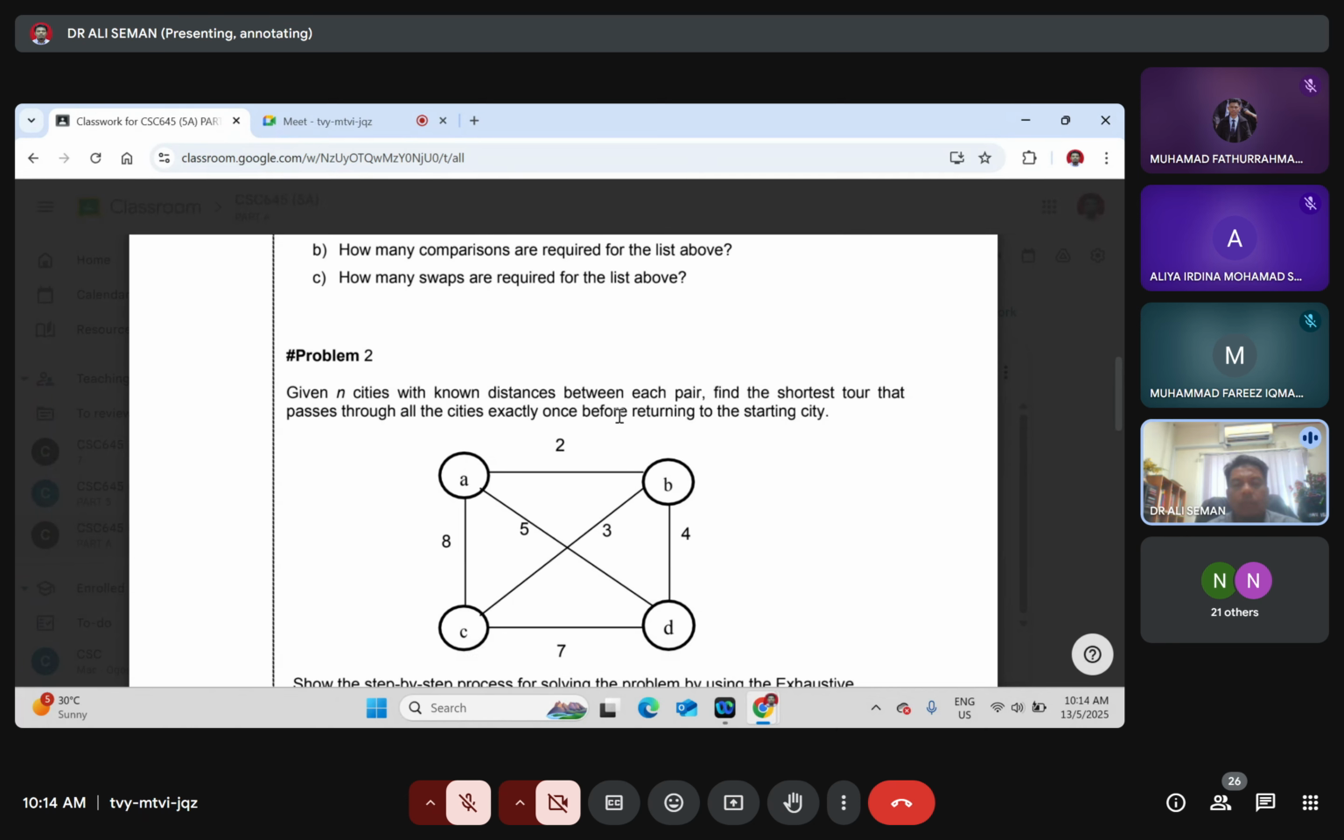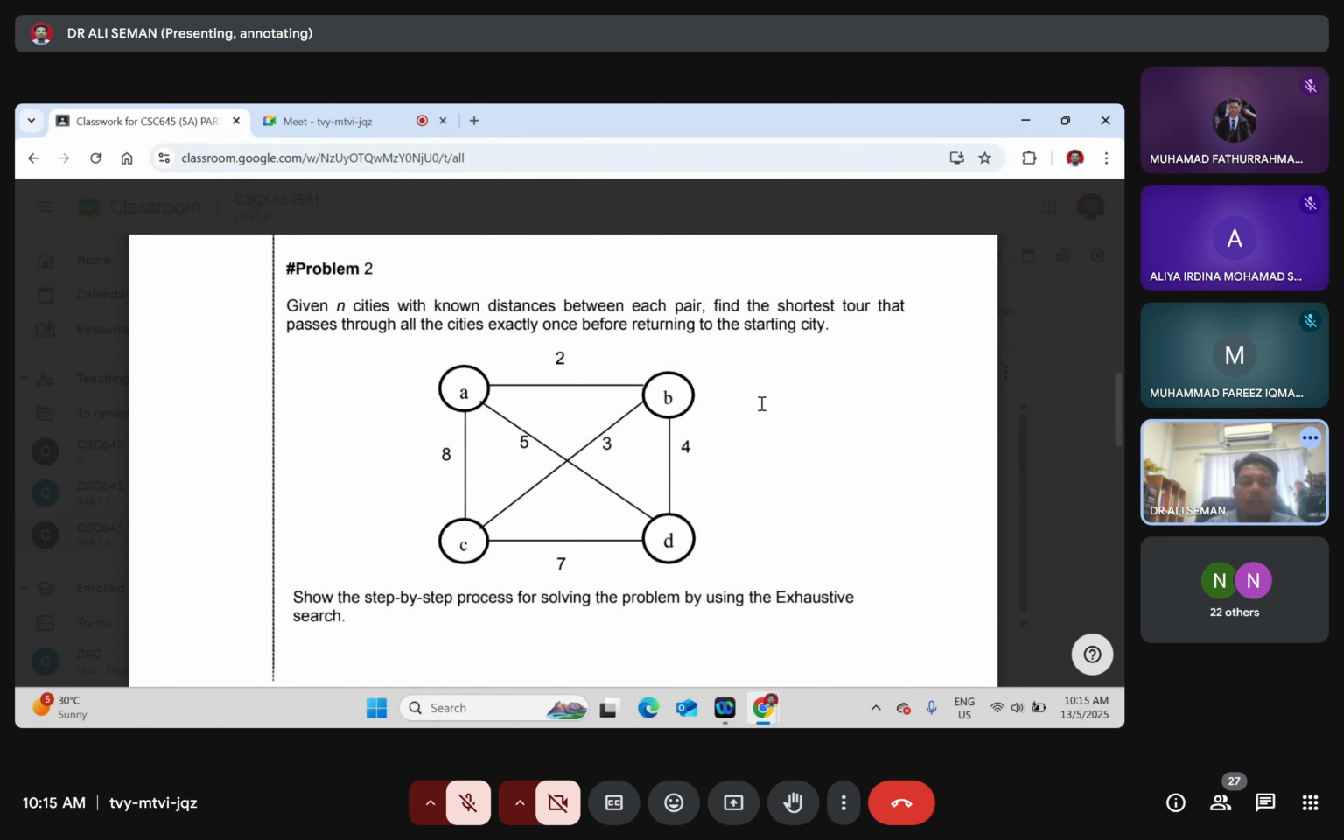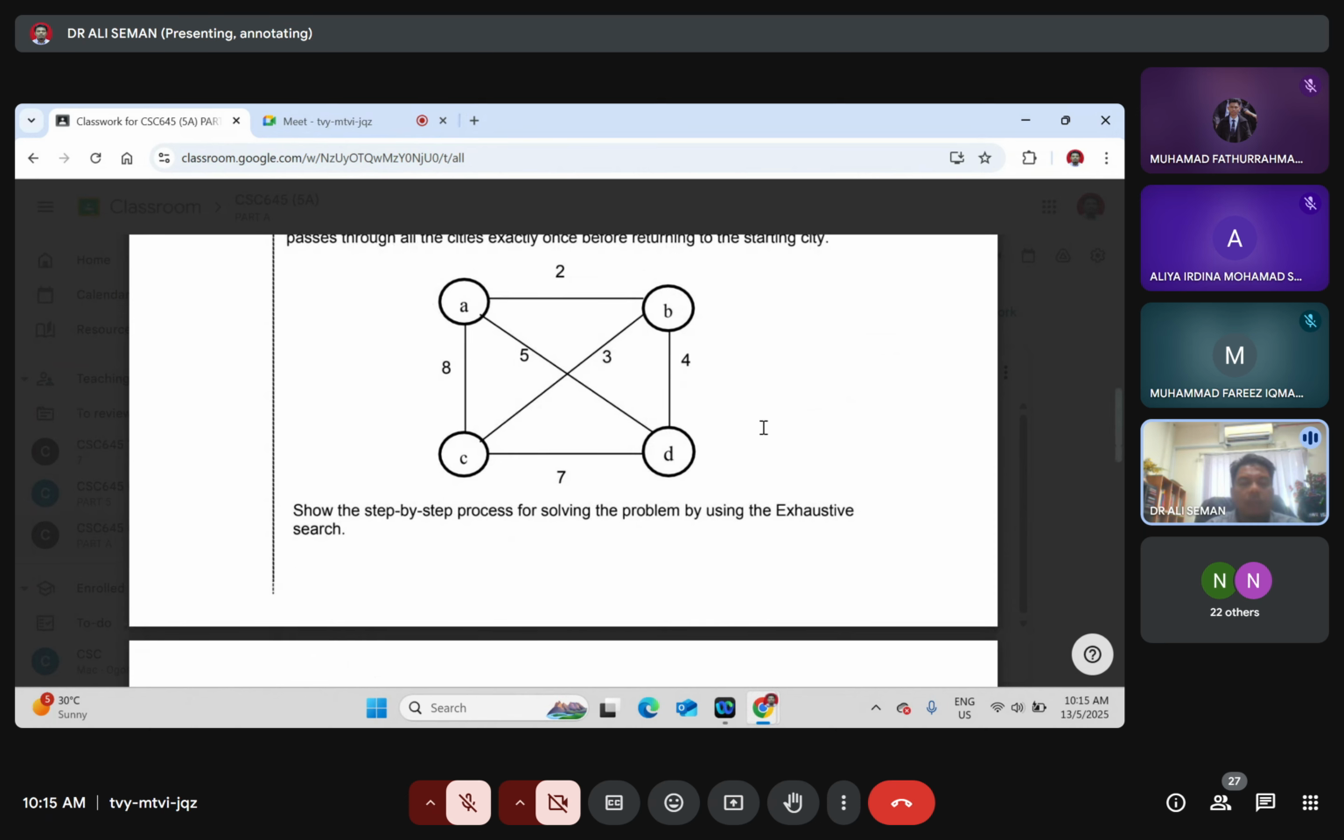You have to go through each city exactly once before returning to the starting city, the city that we started from. So this is the condition of the problem. You have to understand this. Only four cities, A, B, C, D, with a weighted graph under the Hamilton circuit here. And the same thing, show the step-by-step process for solving the problem by using the exercises.